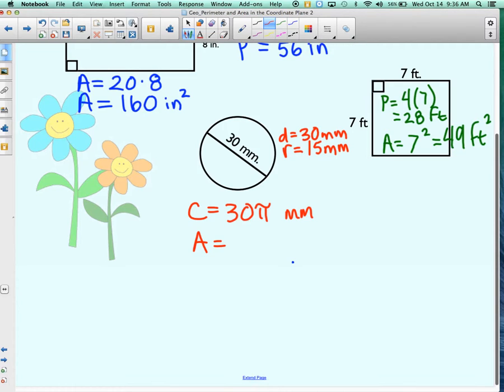How do you find the area of a circle? You do radius squared times pi, which is why I went ahead and wrote this out. The radius was 15. So I just want you to figure out what 15 squared is. 15 times 15 is 225. Stick pi at the end, so 225 pi millimeters squared.